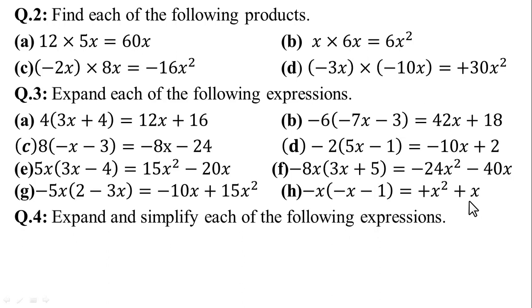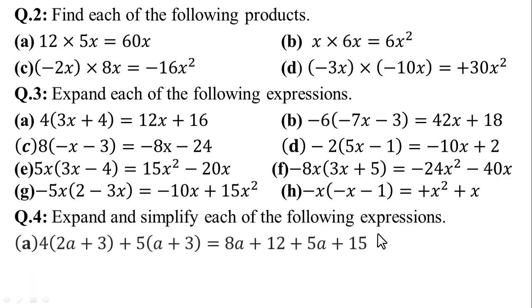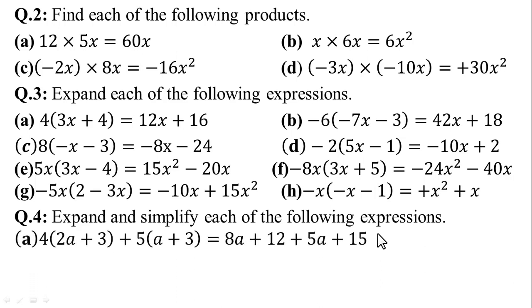In question number 4, expand and simplify each of the following expressions. First of all, in A part, 4 into 2a plus 3 plus 5 into a plus 3. Here 4 is multiplied by the first two quantities and 5 is multiplied by the terms in a plus 3.